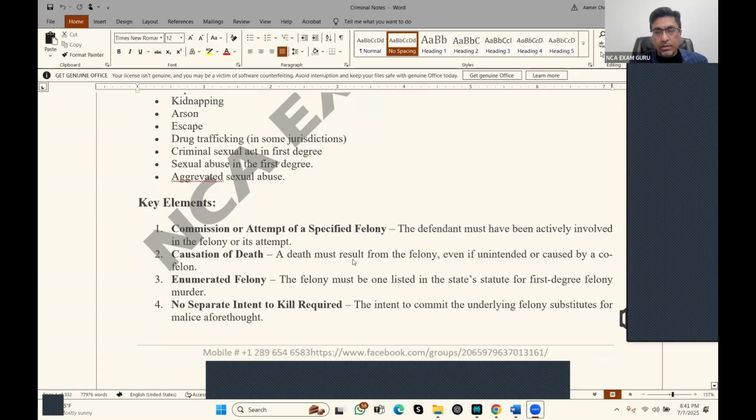The second key element is causation of death. A death must result from the felony, even if unintended or caused by a co-felon. I will explain. Say two people have a plan: Amir and Amir's brother plan to rob the bank. Even if my brother discharged a gun unintentionally by mistake and someone was killed, I'll be responsible too. Of course, he is the principal offender, and I'm also an aider and abettor.